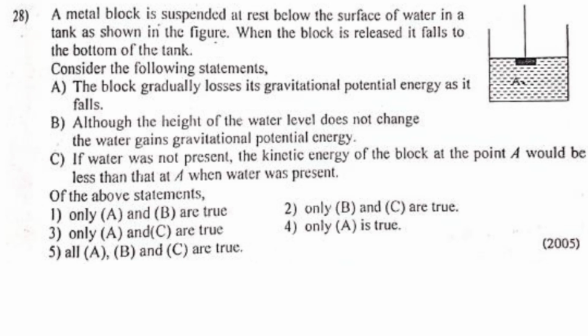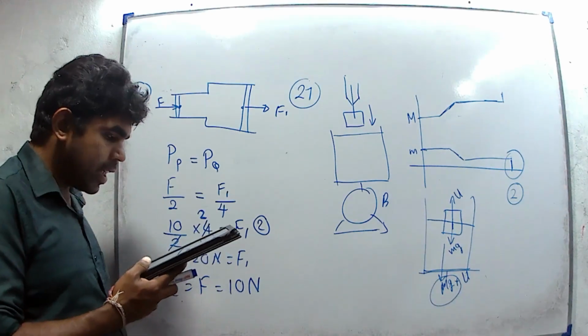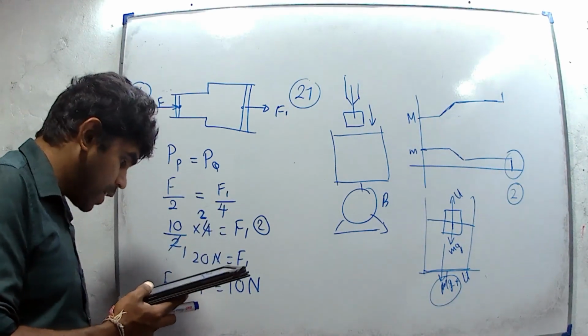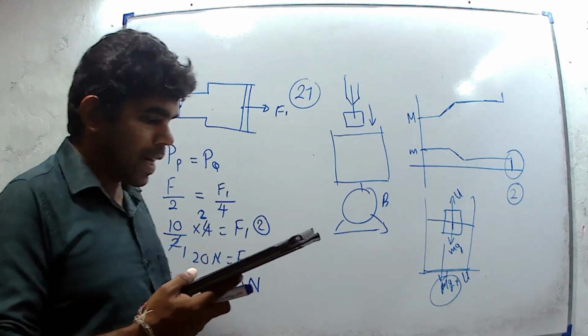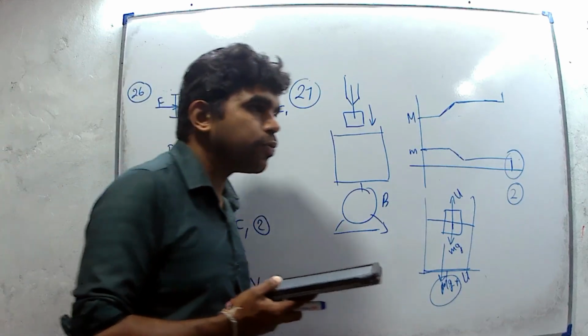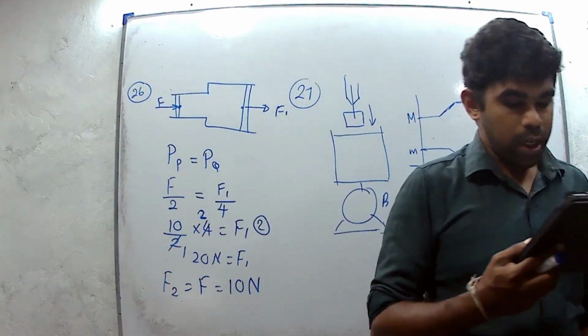28. A metal block is suspended at rest below the surface of water in a tank as shown in the figure. When the block is released, it falls to the bottom of the tank. Consider the following statements. When the block is released, it falls to the bottom of the tank. It means the density of the metal is greater than the density of water.